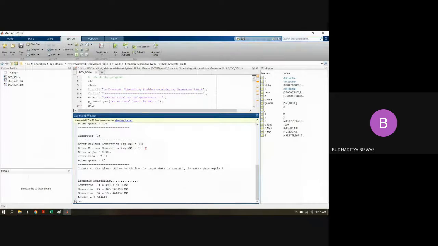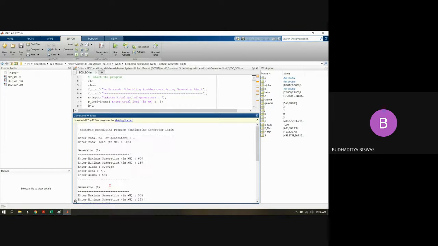Now I want to run the program again to show you that I wrote the program to consider the generator limit as well as without considering it. Now this program is considering the generator limit, but fortunately no generator actually crosses the limit. Generator 1 is 498, and its limits are 600 and 150.